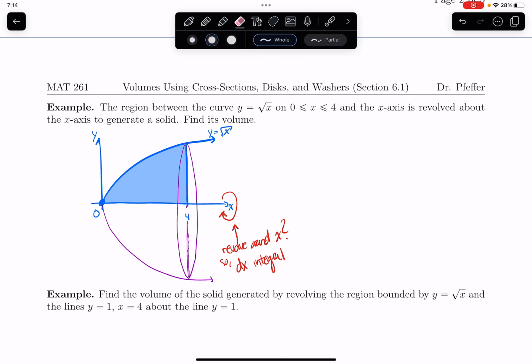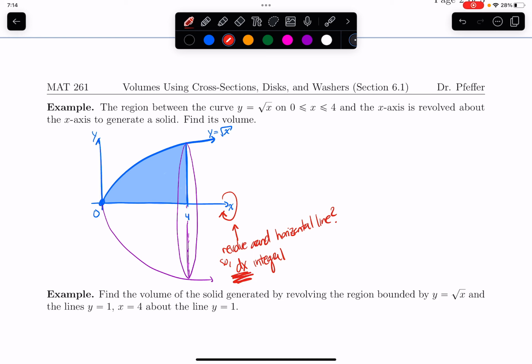Let me rephrase that. When I say revolve around x, what I really mean is revolve around a horizontal line. That's what I really mean. So the x-axis is a horizontal line, so that means I have a dx integral.